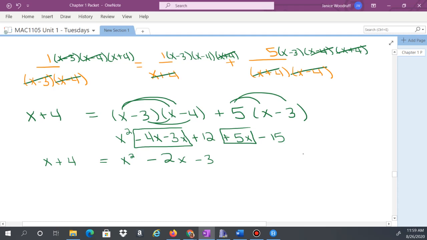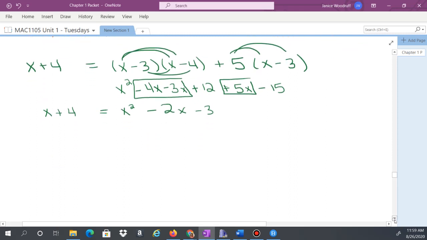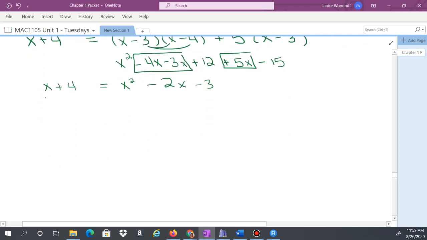It's quadratic, so I have to set it equal to 0. So this x, I'm going to subtract that from both sides, and this 4. So this side is cleared. I've got 0 on this side. And then on this side, I've got x squared. Negative 2 minus 1 will be negative 3x. And negative 3 minus 4 will give me a negative 7. That's not going to factor. It's an odd number in the middle, so we'll do the quadratic formula again.